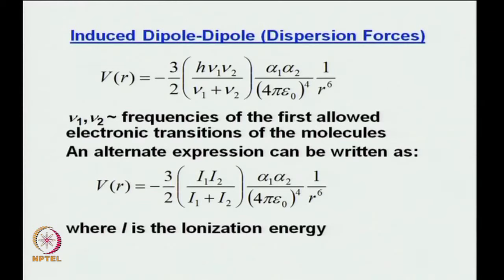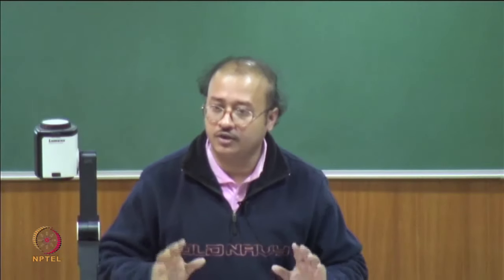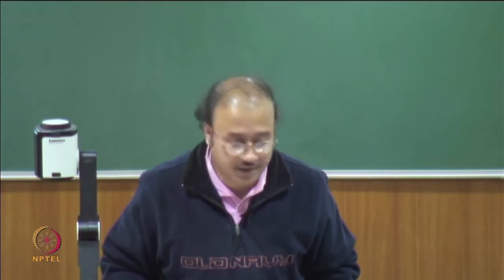And an alternate expression for this V of r is given at the bottom, where V of r is equal to minus 3 by 2. Now that nu 1 nu 2 has been replaced by the respective ionization energies I 1 and I 2. So, I 1 is the ionization energy of say molecule A, or molecule 1, and I 2 is the respective ionization energy of molecule 2. Anyway, the derivation of this is involved, and we will not be going through that this class.